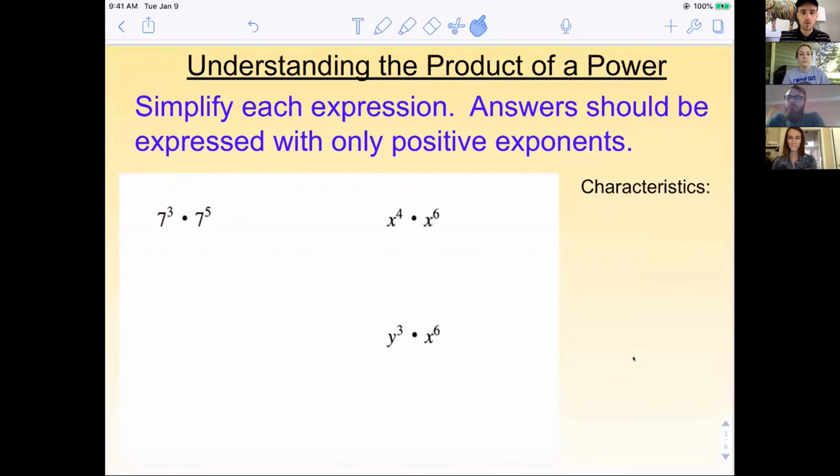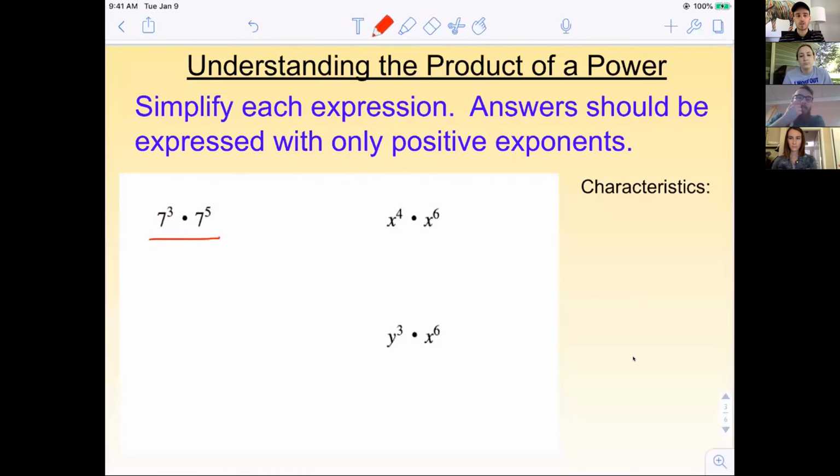So with our new idea called the product of a power, we're going to use some new methods to simplify our expressions. So I have in this first problem here, 7 to the third power times 7 to the fifth power. Now, when we look at this problem, there are two ways that we could do this. There's a shortcut method that we're going to learn, but we want to learn it the longer way at first so we have an idea as to what we're doing.